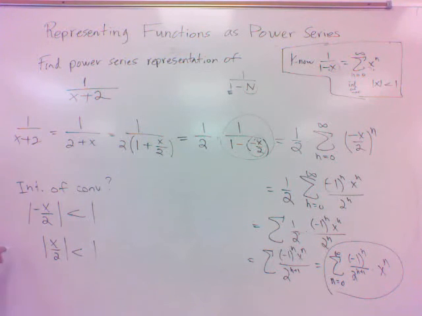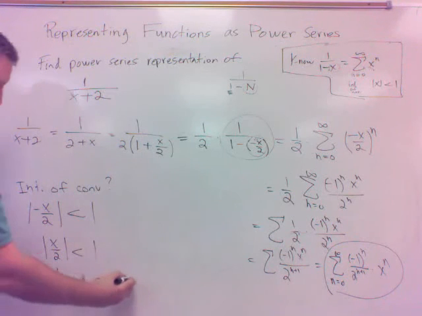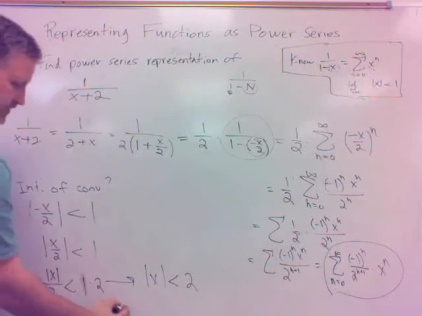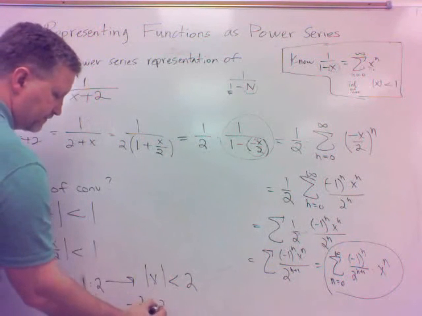Multiply by 2, because I can split out the absolute values, and it's just that, right? Because the absolute value of 2 is 2. Just multiply by 2. So the absolute value of x is less than 2. So my interval of convergence is negative 2 to positive 2.